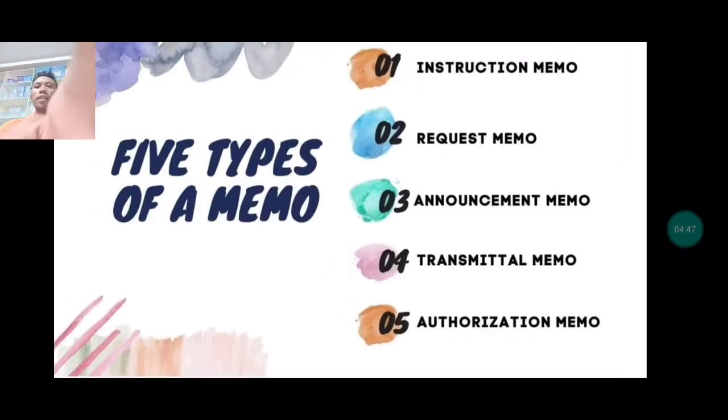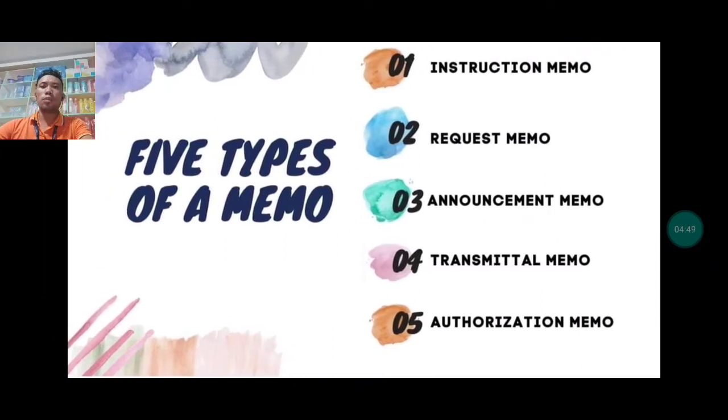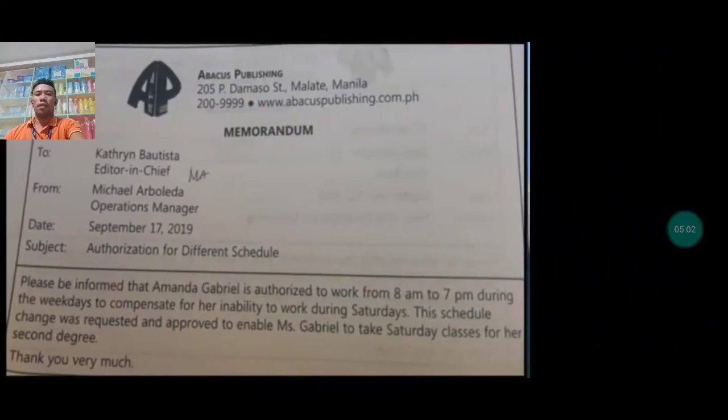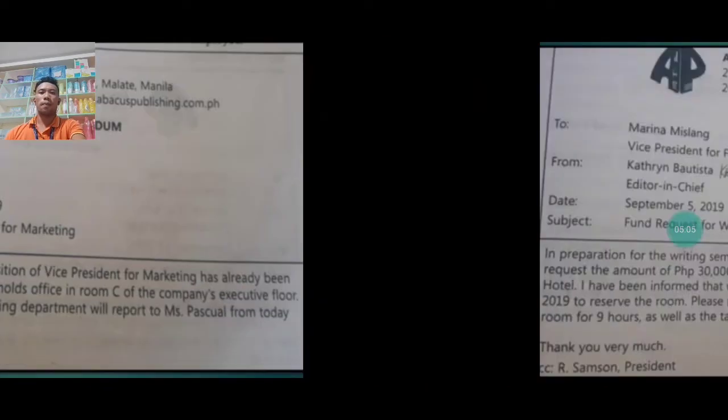Then the third one is the announcement memo. Announcement memo, this provides information about an event, person, or thing. An example of this memo is when announcing a meeting. So I will give a sample of this.